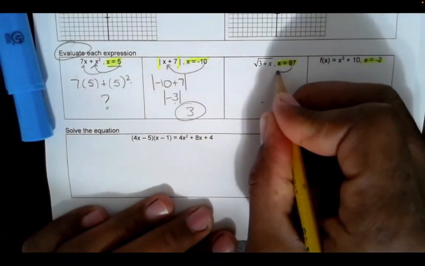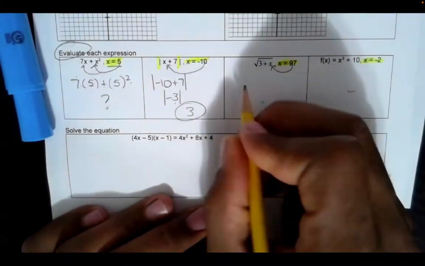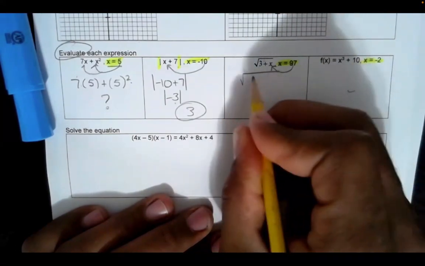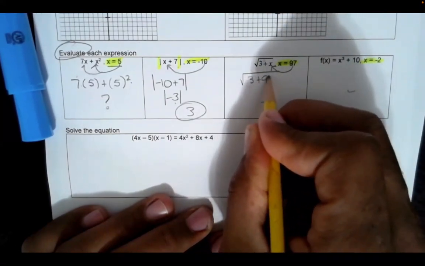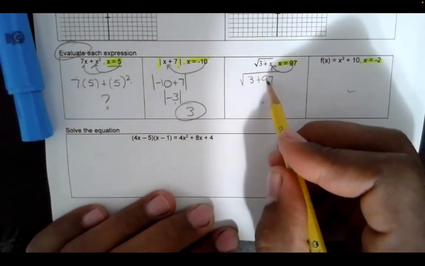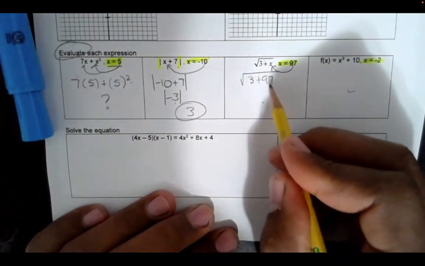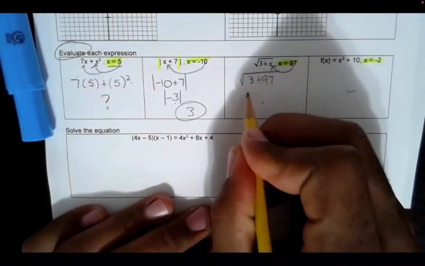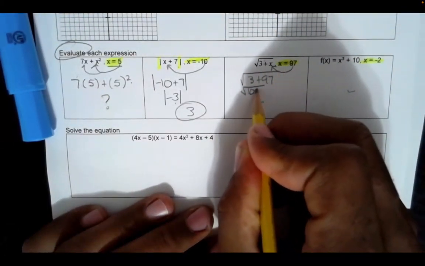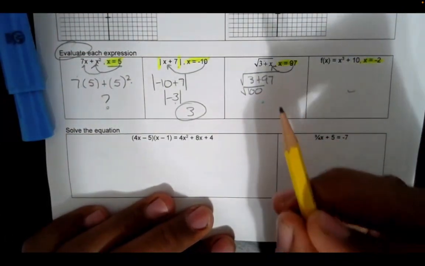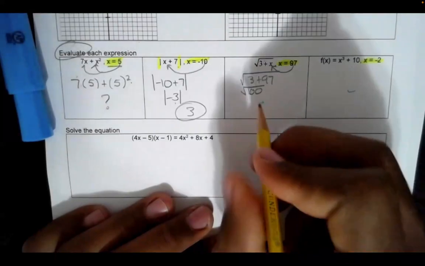Okay, so now the 97 goes in there. So now it's square root, so remember this means square root of 3 plus 97. And then the rules are I have to do everything inside first. Okay, inside parentheses, inside the square root, inside the absolute value. Anything inside I always do first. 3 plus 97 is 100. And now I got to think square root of 100. What number do I multiply twice to get to 100? That'd be 10.